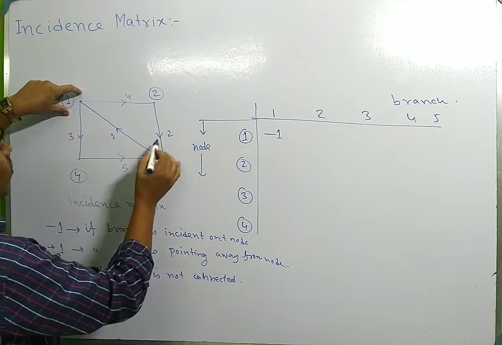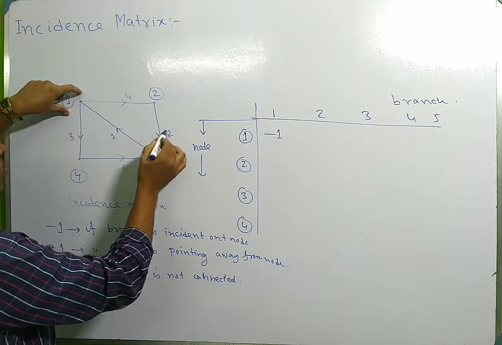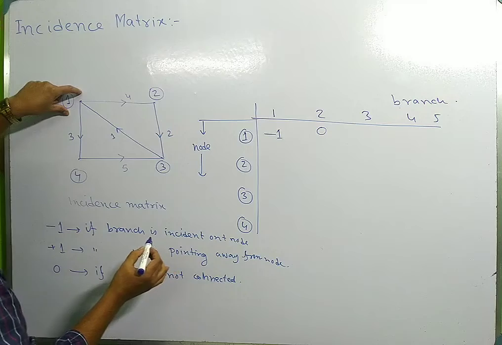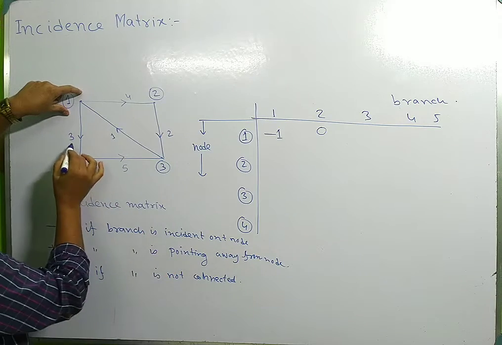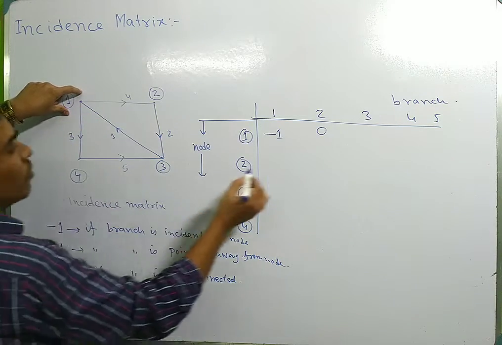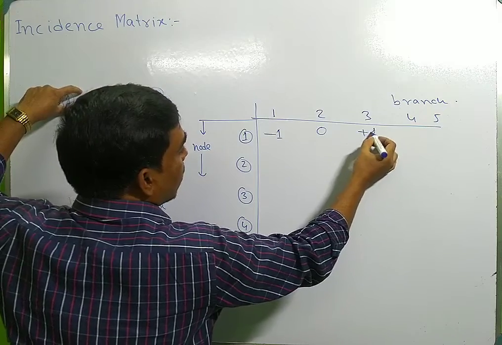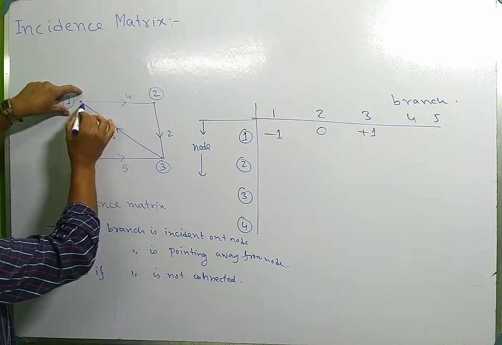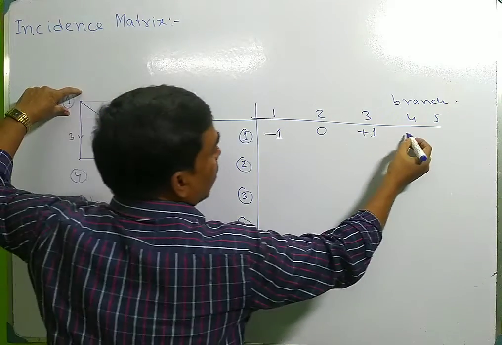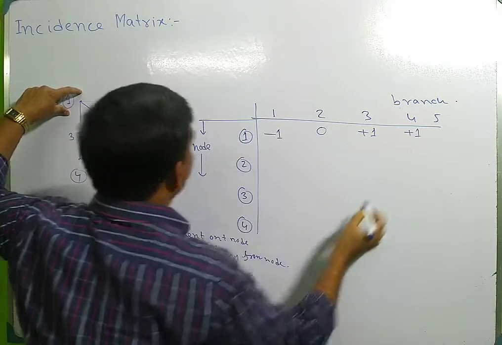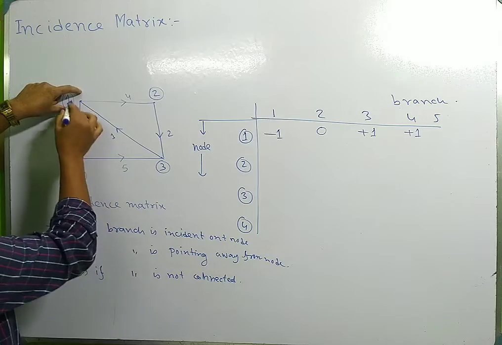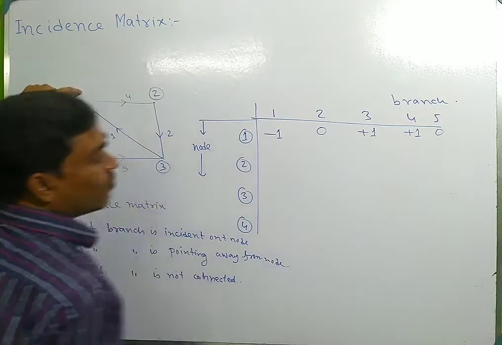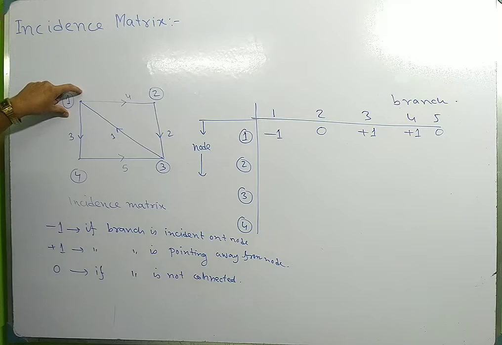Now branch 2 is not connected to node 1, so it will be 0. Branch 3 is pointing away from the node, so it will be plus 1. Branch 4 is away from this node, so it will be plus 1. Branch 5 is not connected to node 1, that's why it is 0. So this is for node 1.